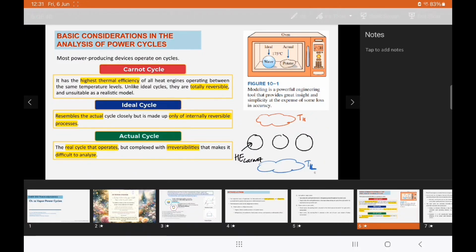Then you have the ideal cycle. The ideal cycle resembles the actual cycle closely, but it is made up only of internally reversible processes. And then of course we have our actual cycle, which is the real cycle that operates, but it is complex with irreversibilities that make it difficult to analyze.